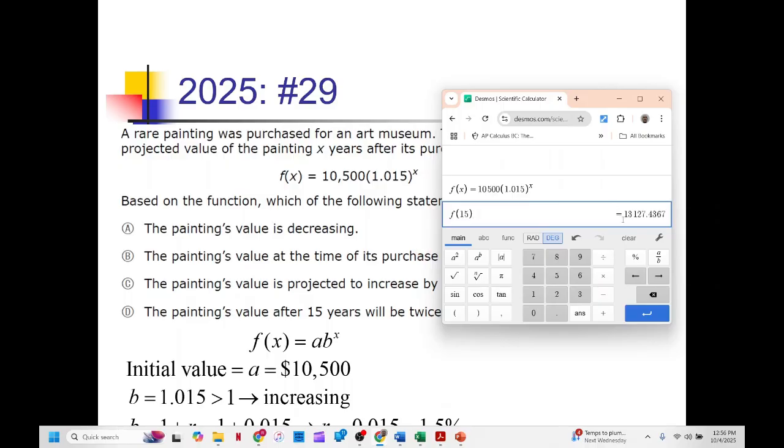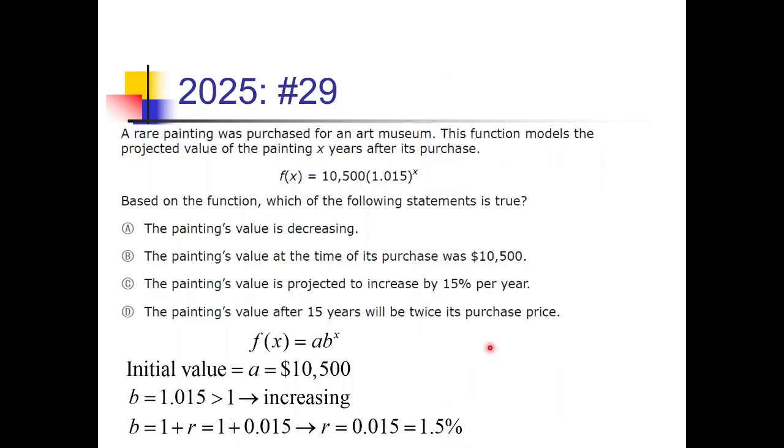So it's giving us 13,127.44 if we round that off. So I just plugged that in Desmos and that's what I got. So that'll help us take a look at answer choice D. So let's go through each of these answer choices now.